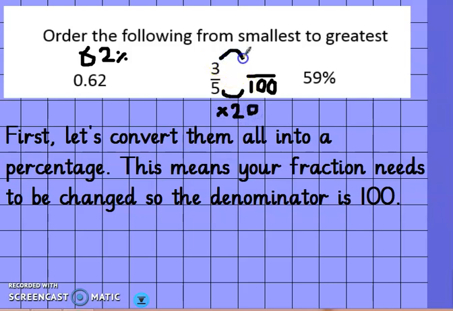I need to do the same to my numerator now. What is 3 times 20? Well done if you knew straight away that was 60. So that's the same as saying 60%, because it's 60 out of 100. Now we can put them in order. 59 is obviously the smallest, 60% is in the middle, and 62% would have been the greatest.